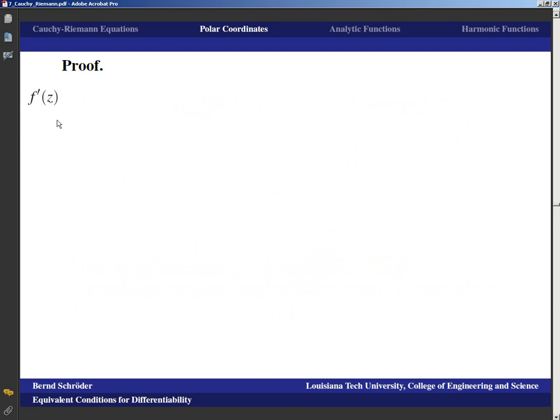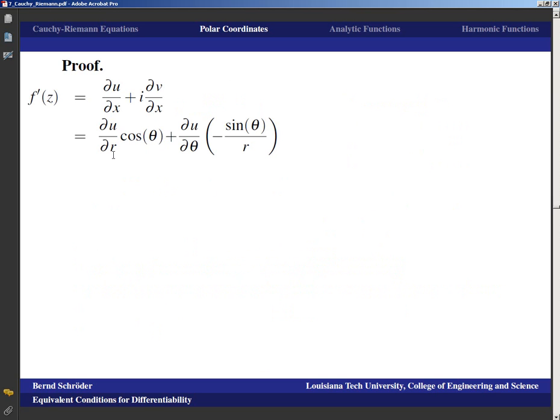Well, the derivative f prime of z is du dx plus i dv dx. And that's du dr cosine theta plus du d theta negative sine theta over r. And that's from our computation of du dx. And then plus i times the computation of dv dx. Okay, that's one I know it's right because I did a cut and paste here. Go back to the panel and verify that that really is what we wanted it to be.